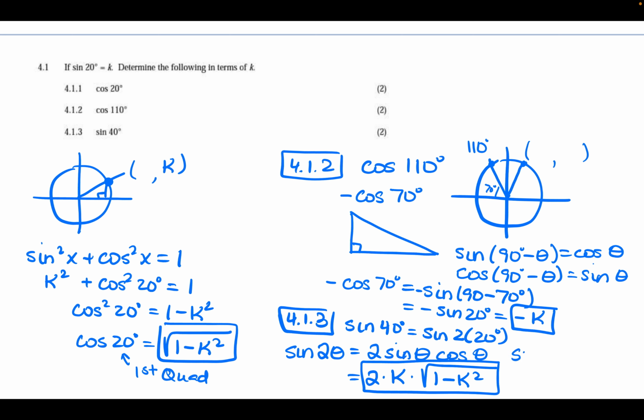So we could think the sine of 40 degrees was equal to 2 times the sine of 20 degrees times the cosine of 20 degrees. That's the formula with theta equal 20. There you go.